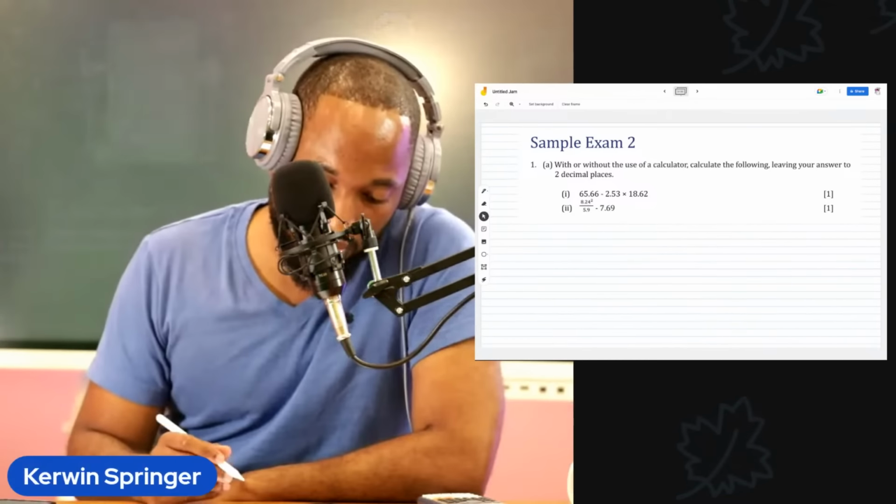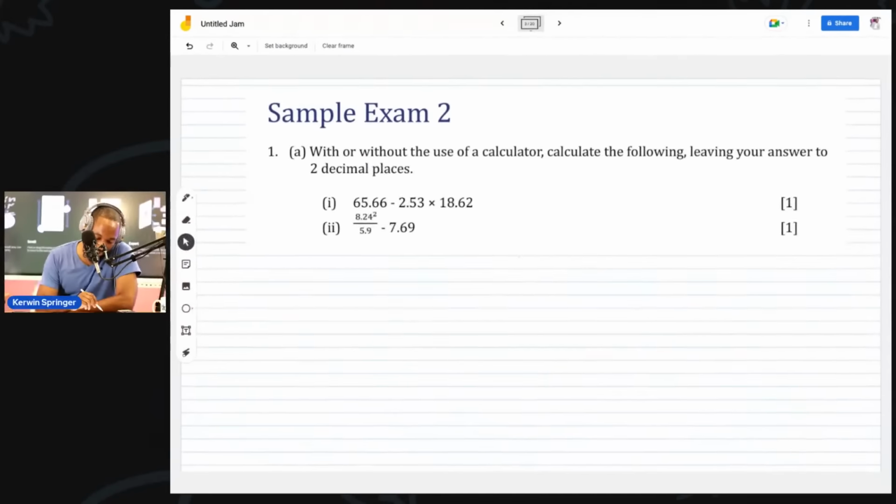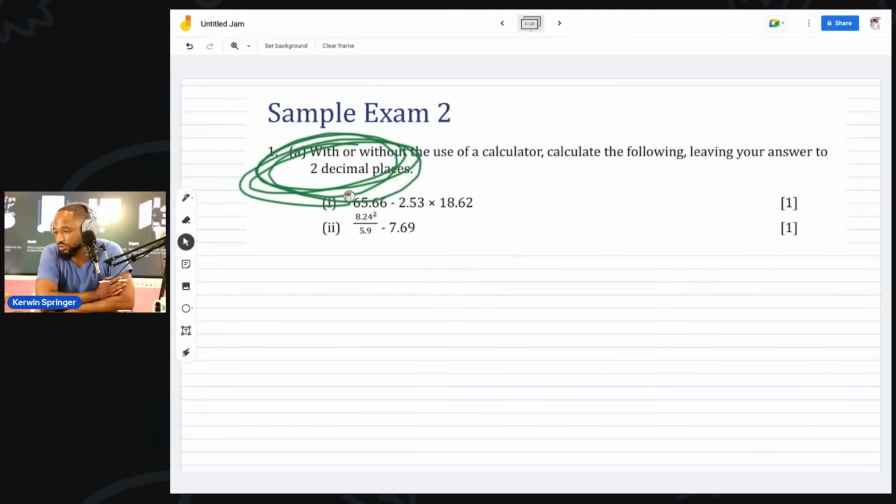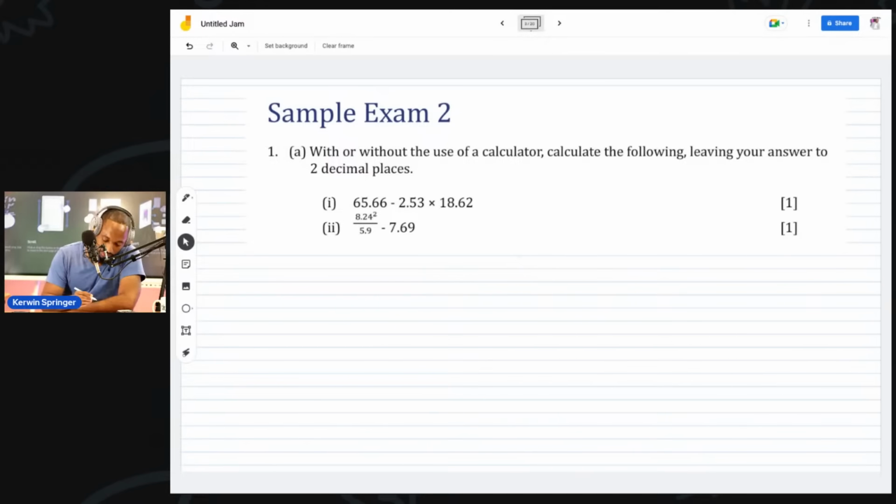So let's go. How do we do this question? With or without the use of a calculator? Calculate the following. Leave your answer to two decimal places is the key here. So the key here is that we're going to 2 decimal places. All right, so put this in your calculator and see what you get.